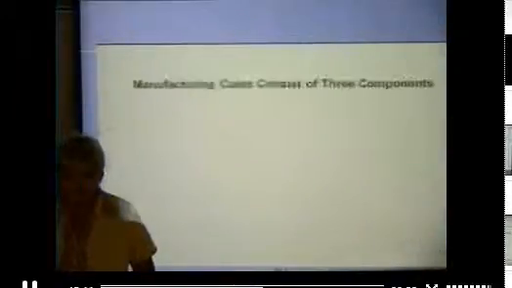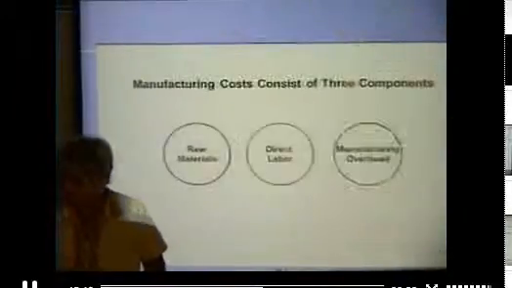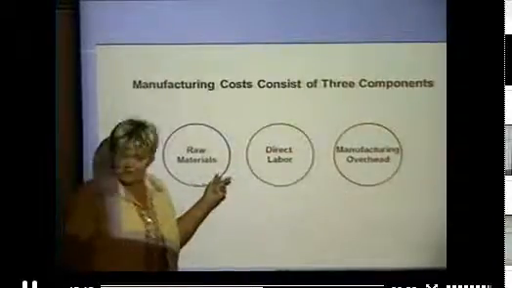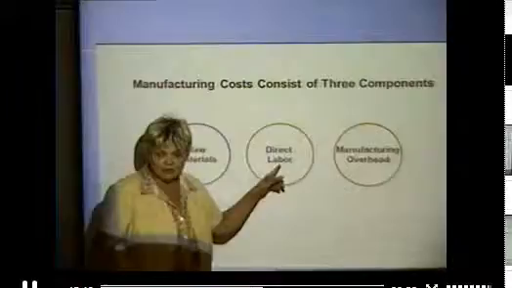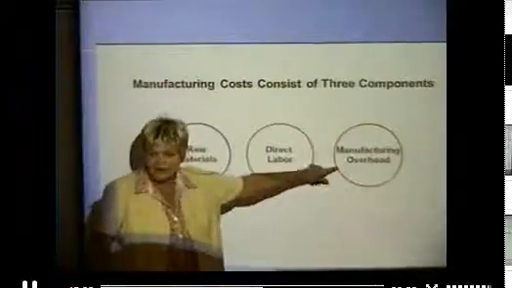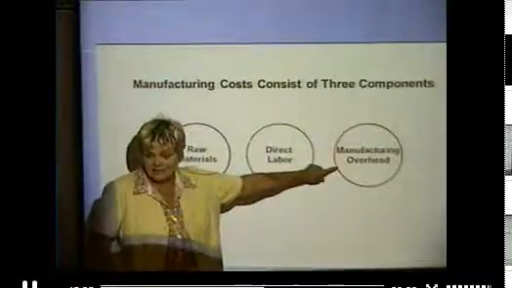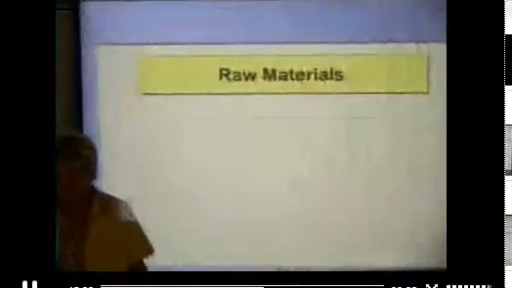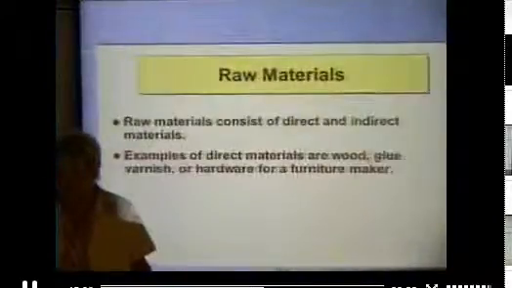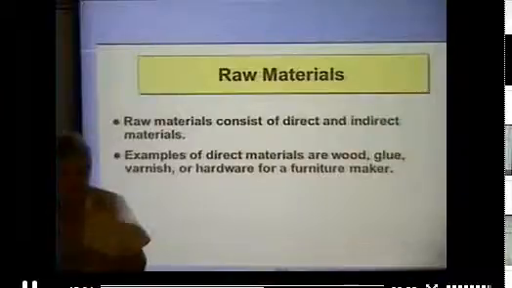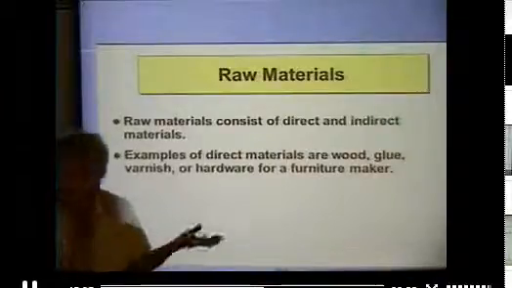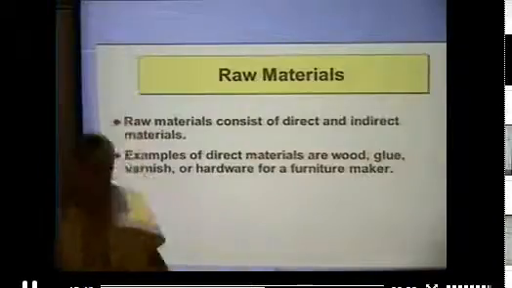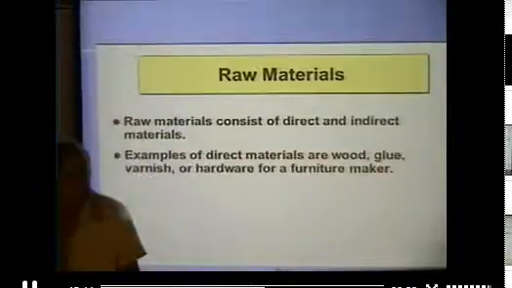Okay, so components of our manufacturing costs: raw materials, direct labor, and overhead. Raw materials, no problem. Put it in, we know when. Direct labor, no problem. Manufacturing overhead, allocated. Okay, just like we did in the last chapter. Raw materials is, again, direct and indirect materials. It's stuff that's actually used in your product, the wood, the glue, the varnish, the hardware, if it's a furniture maker. It just depends on the kind of business.